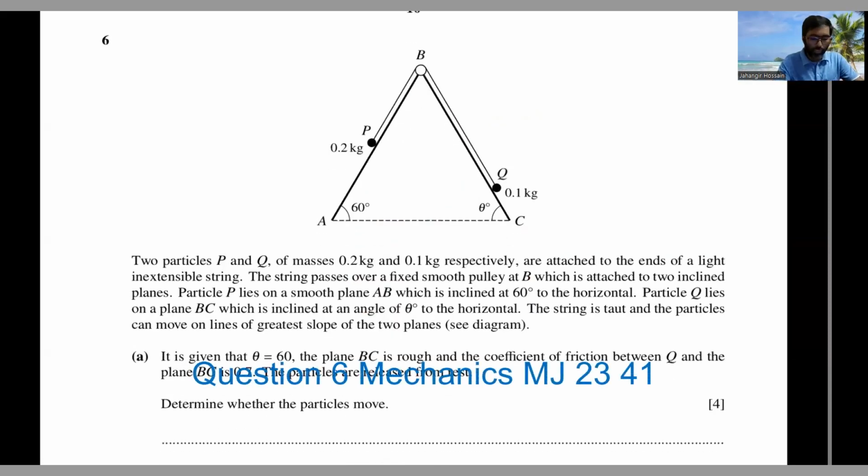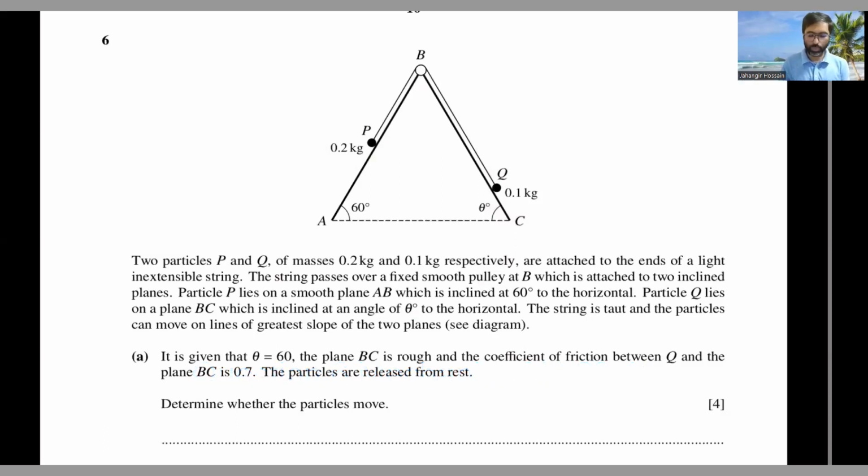Next we have question number 6. In question 6, two particles P and Q of mass 0.1 kg respectively are attached to the ends of a light inextensible string. The string passes over a fixed pulley at B, which is attached to the inclined plane. This pulley is a fixed pulley.